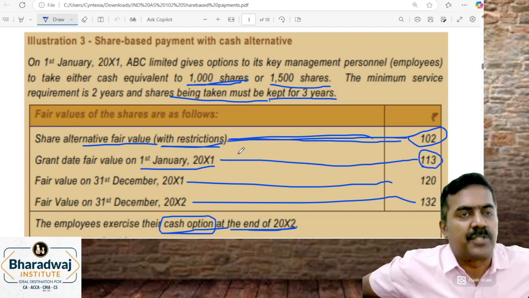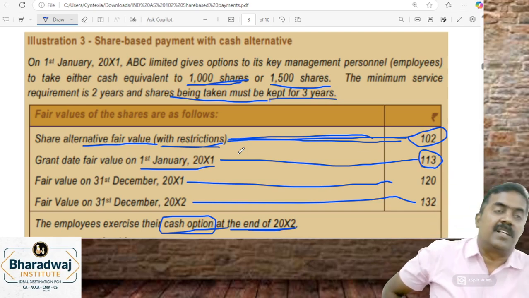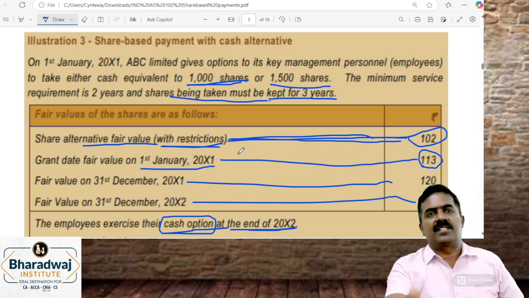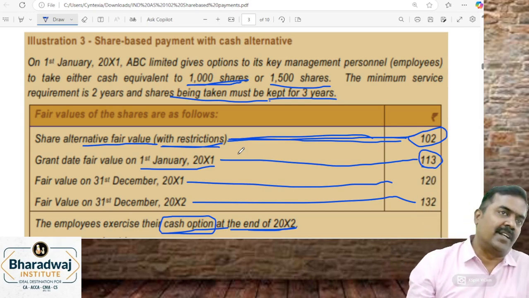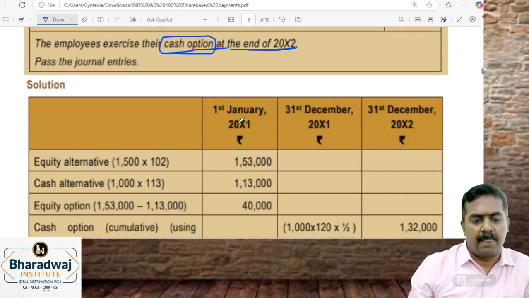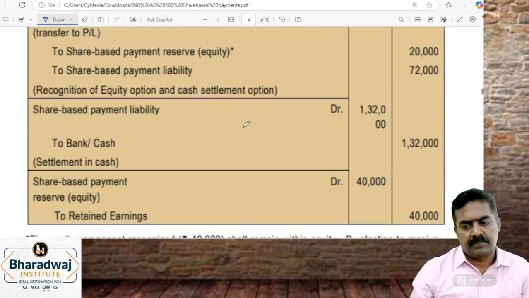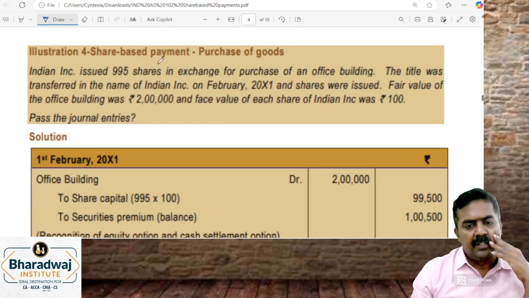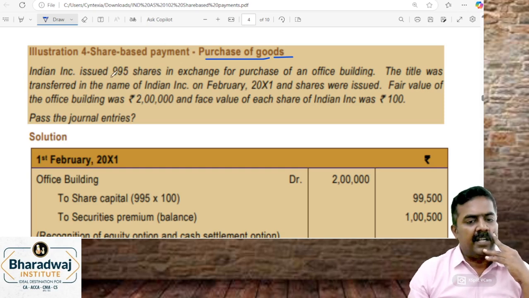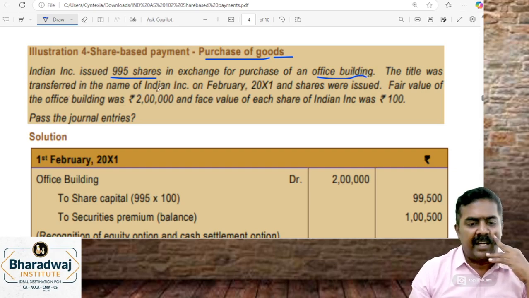If you buy goods or purchase assets, what is the fair value of the transaction? Whatever is the fair value of the goods purchased will be taken as the fair value of the transaction. Go through this. Share-based payment, purchase of goods. Indian Incorporated issued 995 shares for purchase of an office building. The title was transferred in the name of the company in February 2021. Shares were issued. The fair value of the office building is what we will debit.